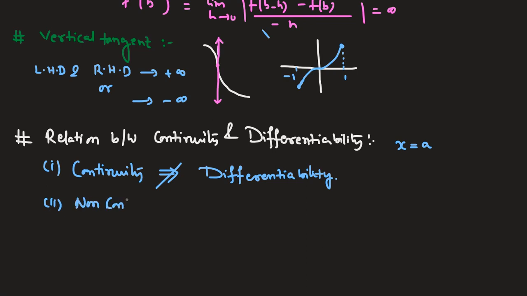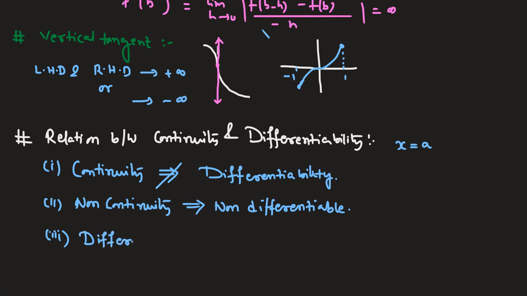Non-continuity. If a function is discontinuous at the point x is equal to a, it always implies the function is non-differentiable at that point. Now take differentiability on the left hand side, before the implies sign. If the function is differentiable at a particular point, it always means that the function should be continuous at that point. So differentiability always implies continuity at that point.